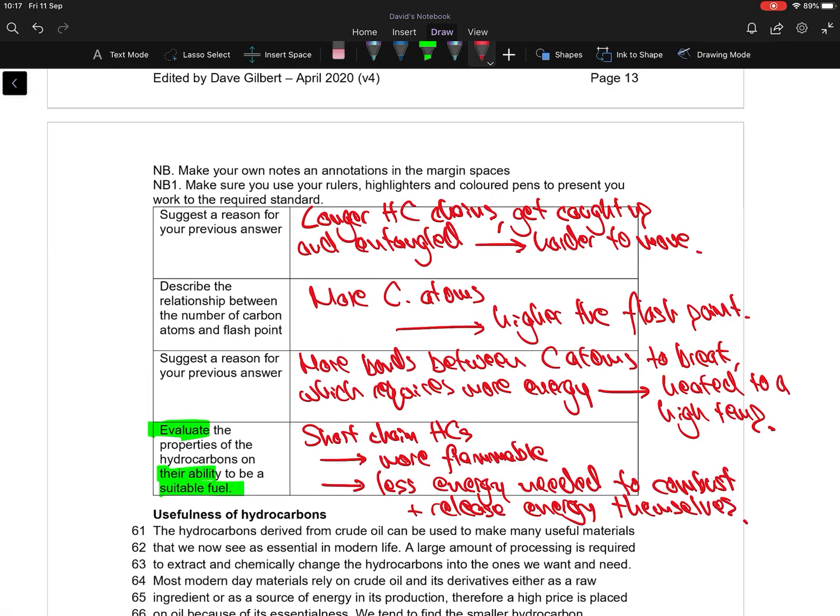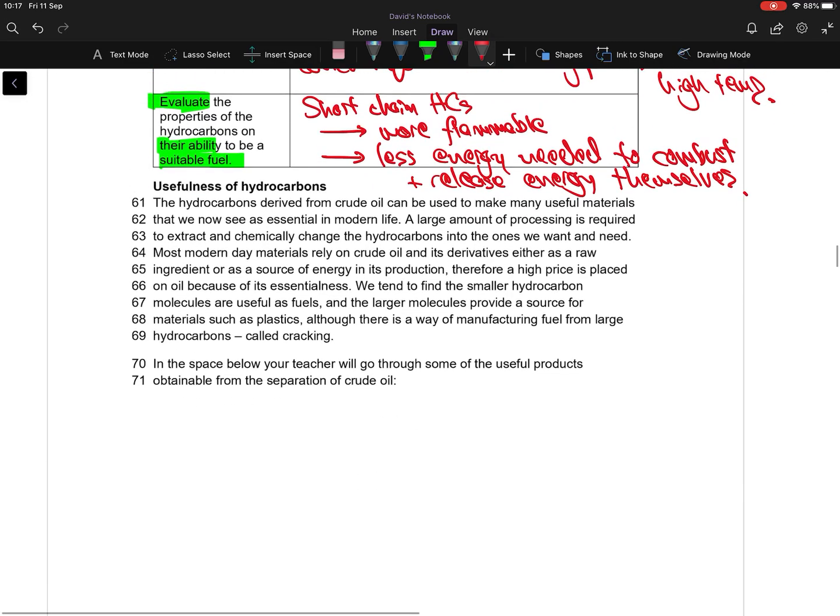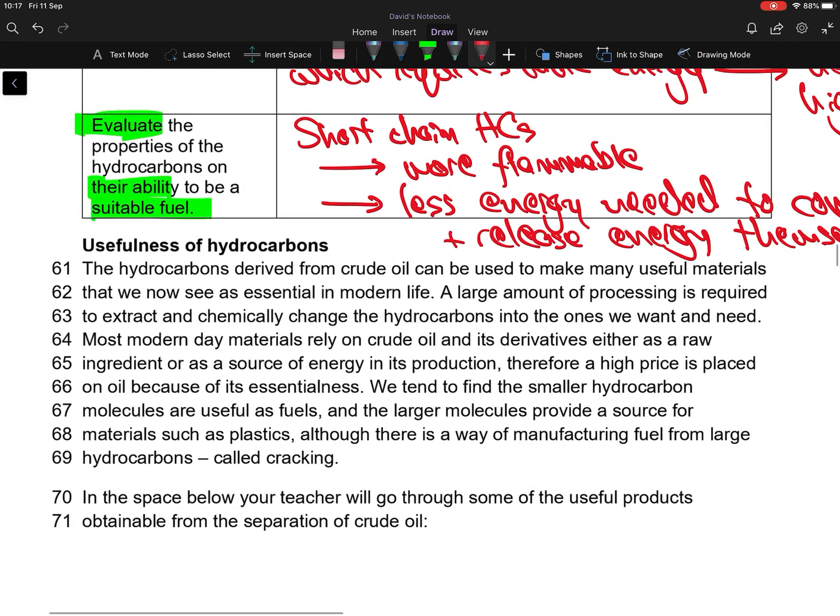Right, let's finish the main bulk of this lesson by having a little look at the usefulness of hydrocarbons. So, let's go through this final paragraph together. Let's read through it. The hydrocarbons derived from crude oil can be used to make useful materials we see in modern life. Derived, slightly more complicated word. We might describe it as gotten from.